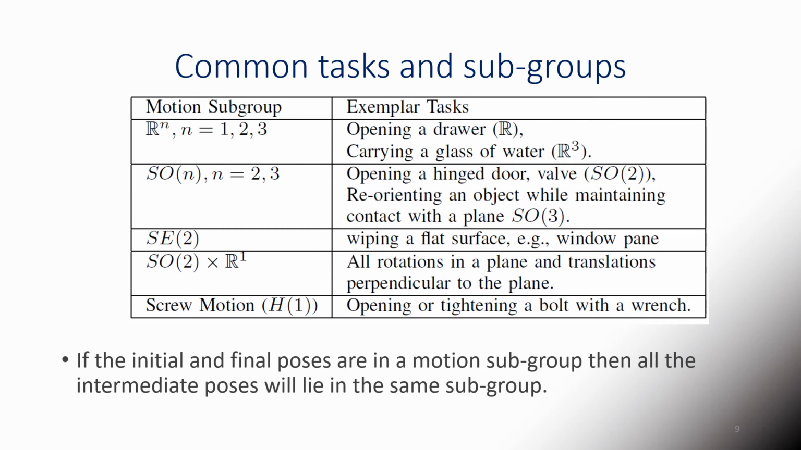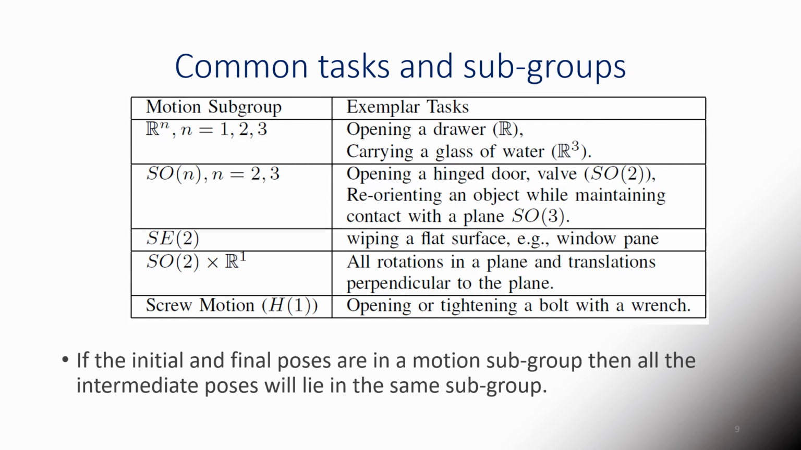In the table here, we have presented the key subgroups of SE(3) and examples of the types of motion constraints they encode. These include the subgroup of pure translations as presented in the first row, pure rotations in the second row, motion in a plane in the third row, the set of all motions that can be generated by a cylindrical joint in the fourth row, and motions that include screwing and unscrewing operations in the fifth row.